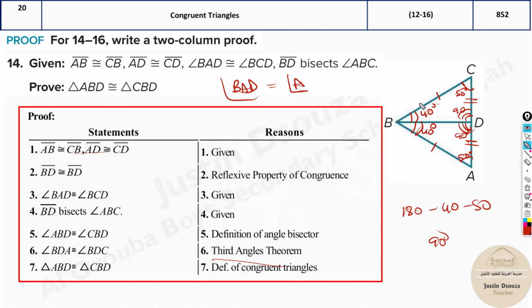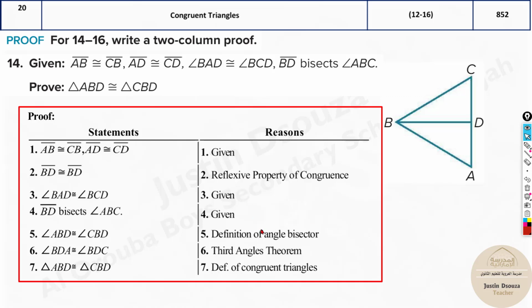Now, if something is bisecting, this angle will be equal. That is the definition of angle bisector. So all the angles are found out, they are equal. Now, what about this BD line? It's a common line for both, so it's the reflexive property. Because of the reflexive property of congruence, that is also equal to each other. So literally all the sides and all the angles are equal, therefore these two triangles are congruent. That's how we can prove it, but we need to write in detail.